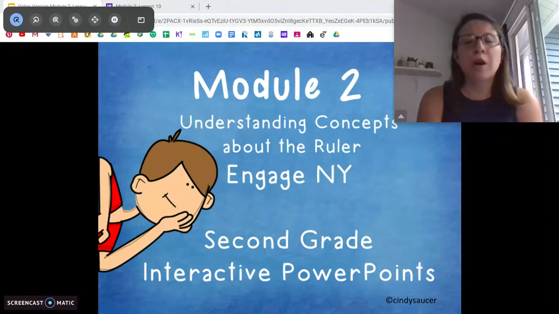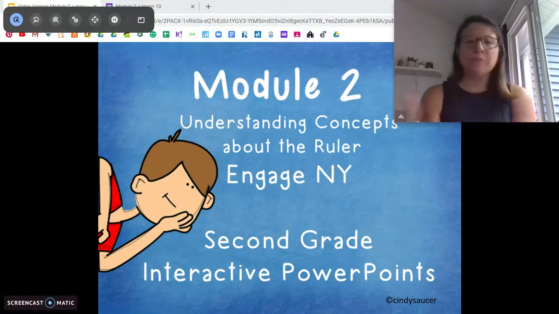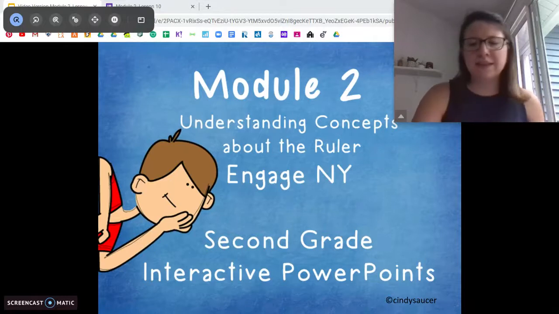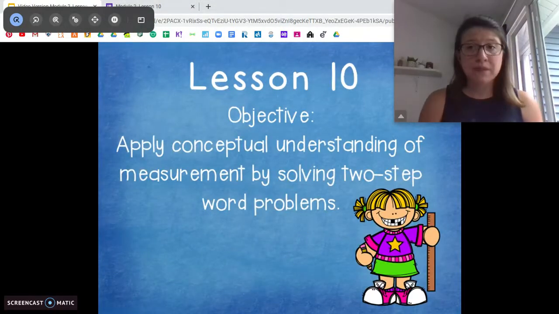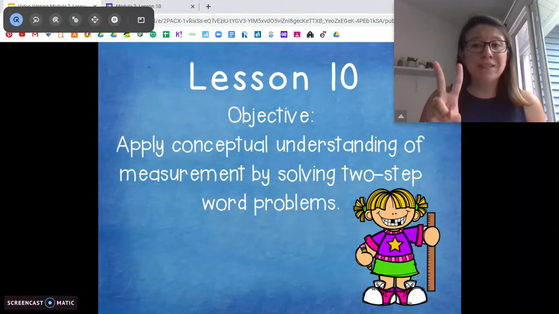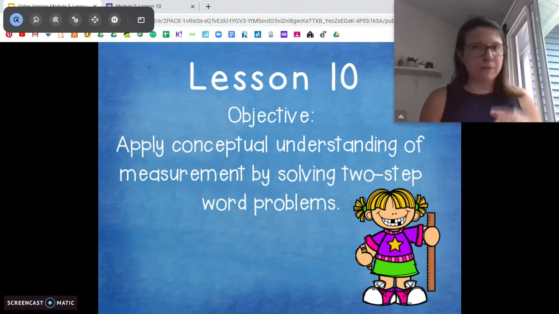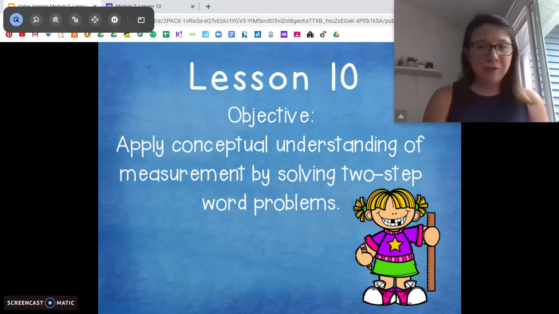So today we're going to do Module 2, Lesson 10. This is the last lesson in Module 2. It's kind of going to wrap up everything that we've done with measurement and adding base 10 units, things like that. So today our focus is going to be on word problems. We're going to be solving two-step word problems. That means there's two things you have to do before we get to the answer. And they're going to be involved with measurement, so something we've gone over before. So don't worry, I'm going to walk you through it.